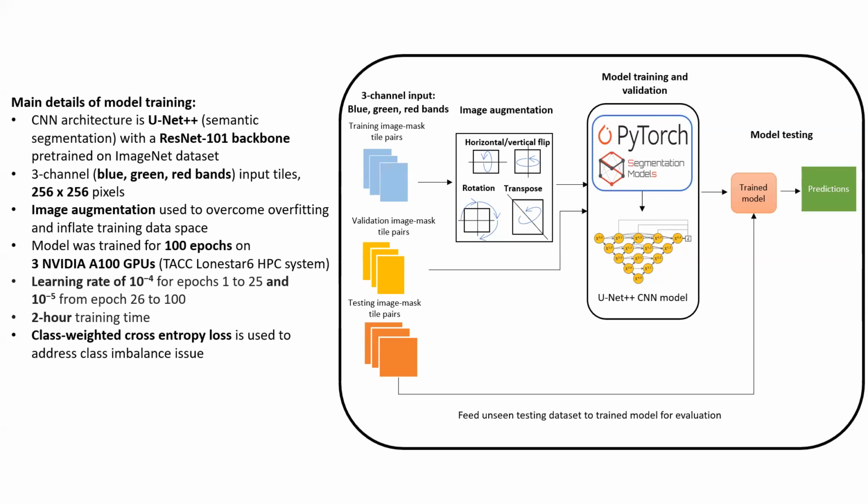I'm using image augmentation, and the model was trained for 100 epochs on 3 NVIDIA A100 GPUs from the Texas Advanced Computing Center Lone Star 6 system. In particular, I'm using class-weighted cross-entropy loss in order to address a class imbalance issue that I'll talk about a little further. I also built the models in Python using the PyTorch and segmentation models libraries.